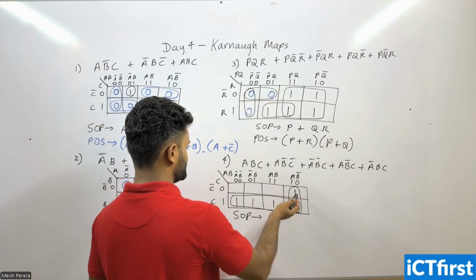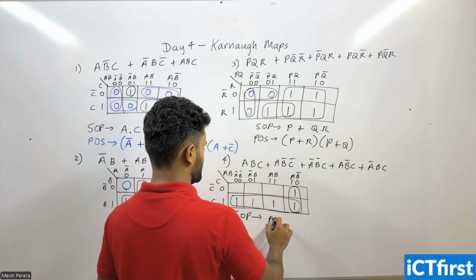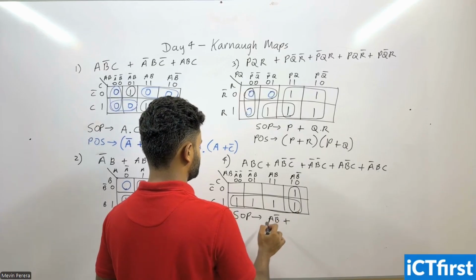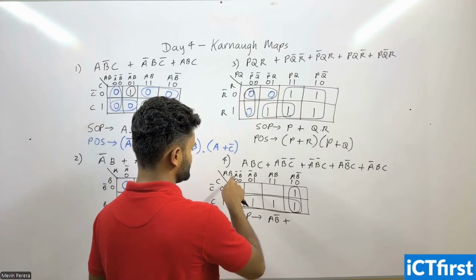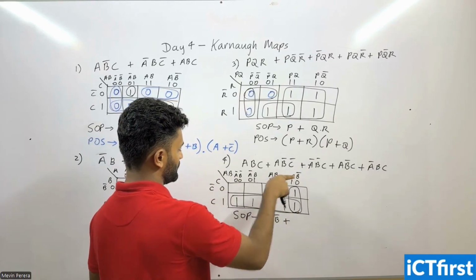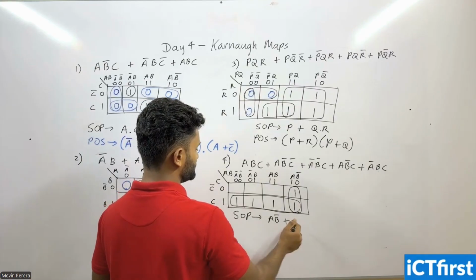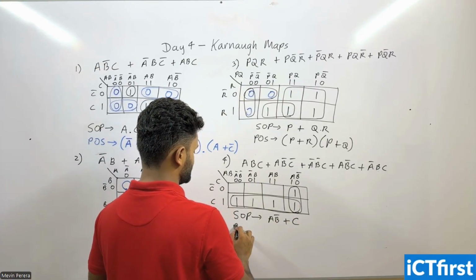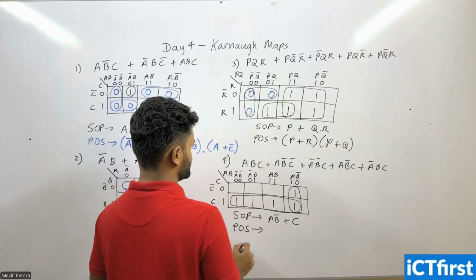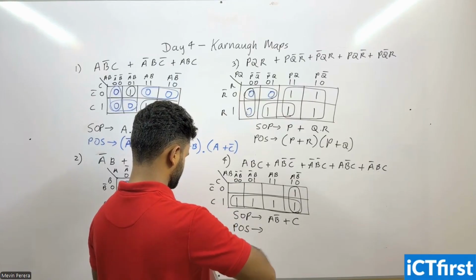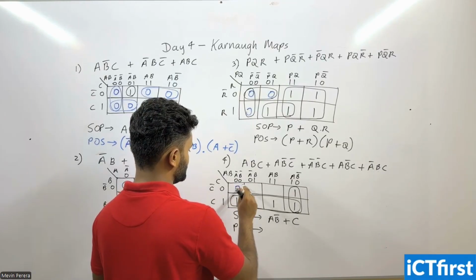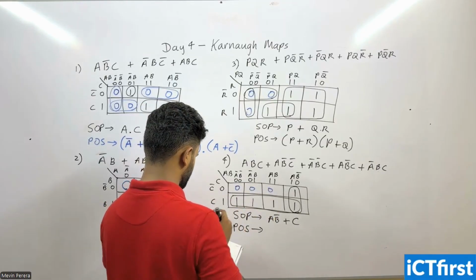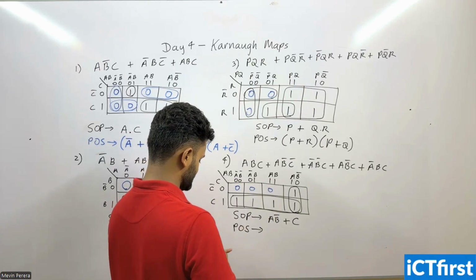here, when we consider this one, both A and B bar are common. And then when we consider this horizontally, there's no common one, but C is common. So this is the answer. Now the POS expression. Now all these are zeros, right? All these are zeros.